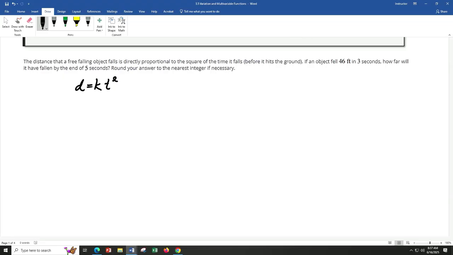This one, they're going to make us just solve for k, and then they're going to give us some new numbers. So they're going to say, if an object fell 46 feet, well, notice my distance is going to be 46 feet in 3 seconds, so my time is equal to 3. How far will it have fallen in 5 seconds? Well, I don't know because I don't know the k value yet. But I can find k by plugging everything into my formula. So I've got 46 is equal to k times 3 squared.